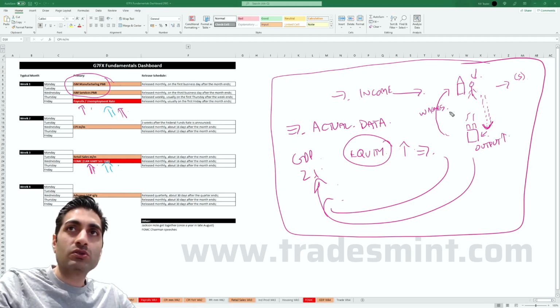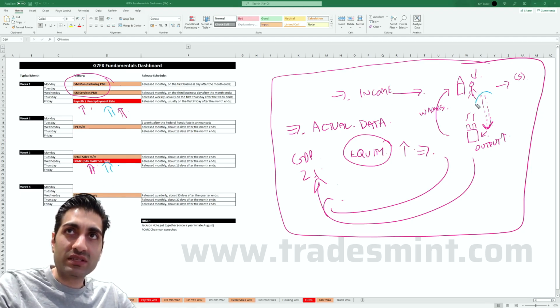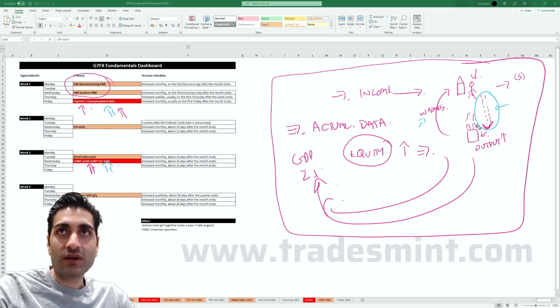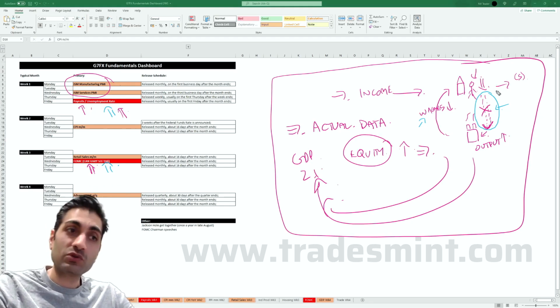Why is it so important to them? Because they want to know this, factors of production. Why? What happens when people go to work? They earn wages. If people are not going to work, they are not earning wages. Would you agree? When people go to work, if you break this chain or if you reduce it, what's going to happen? Wages are going to go down. If wages go down, are people going to spend more or spend less?